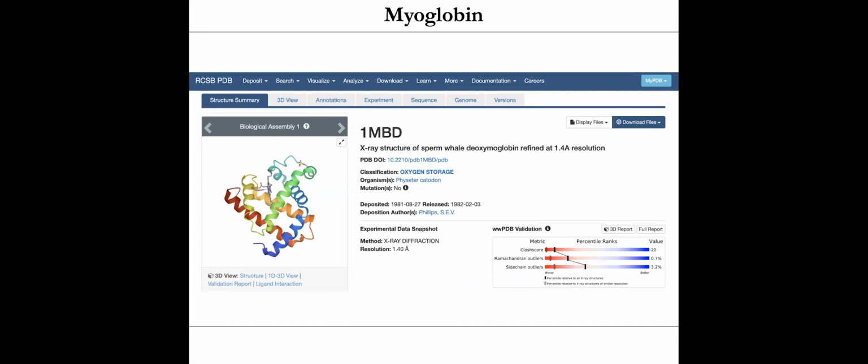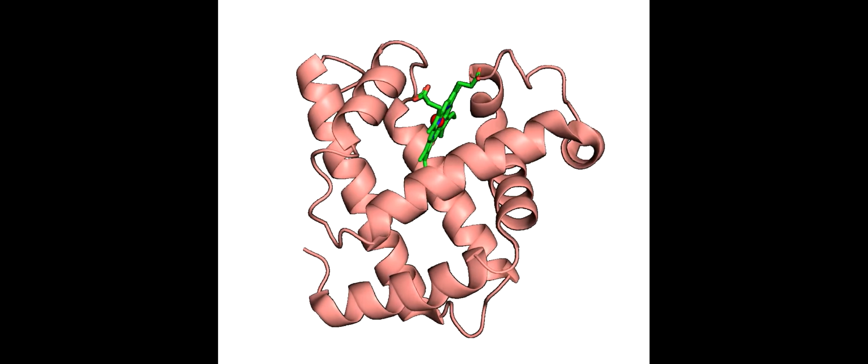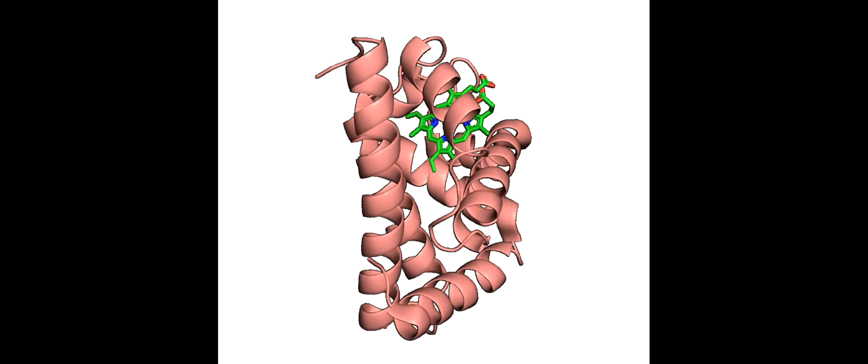This structure was actually deposited all the way back in 1981 by this group, and it was determined by X-ray diffraction, and its resolution is 1.4 angstroms, which is very, very high resolution. So here's the structure of myoglobin. You can see it's a single subunit, and it's made up almost entirely of alpha helices.